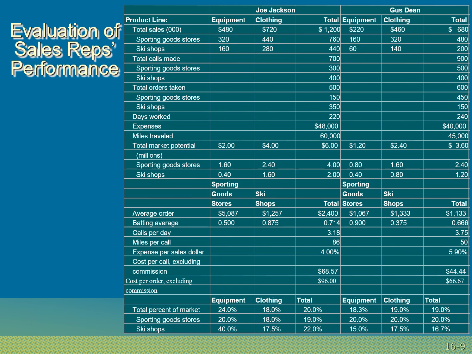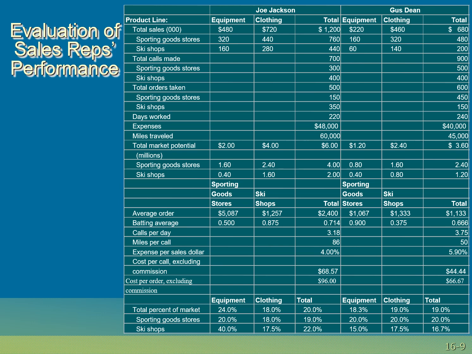If you look at average order size, for Joe, for equipment, the average size of order is $5,000 per order, and $1,200 for clothing. Whereas for Gus, the average order for equipment is only 1,000. Clothing is about the same, 1,200, 1,300, right? But the equipment is only almost 1/5 of what Joe did.